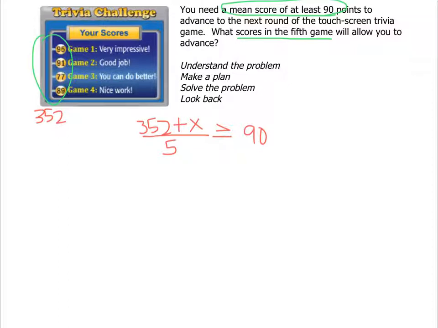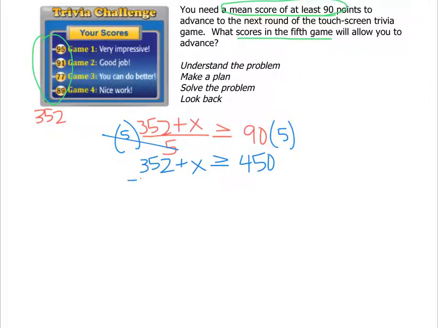Now, the next step is to solve it, so you just follow your inverses. First thing I'm going to do is multiply by 5 to get rid of it. Remember, the grouping symbol of the fraction bar is blocking the addition from happening, so you have to get rid of the 5 first. So I have 352 plus x is greater than or equal to 450. So now I subtract 352. And I need to be greater than or equal to 98 points in order to advance.